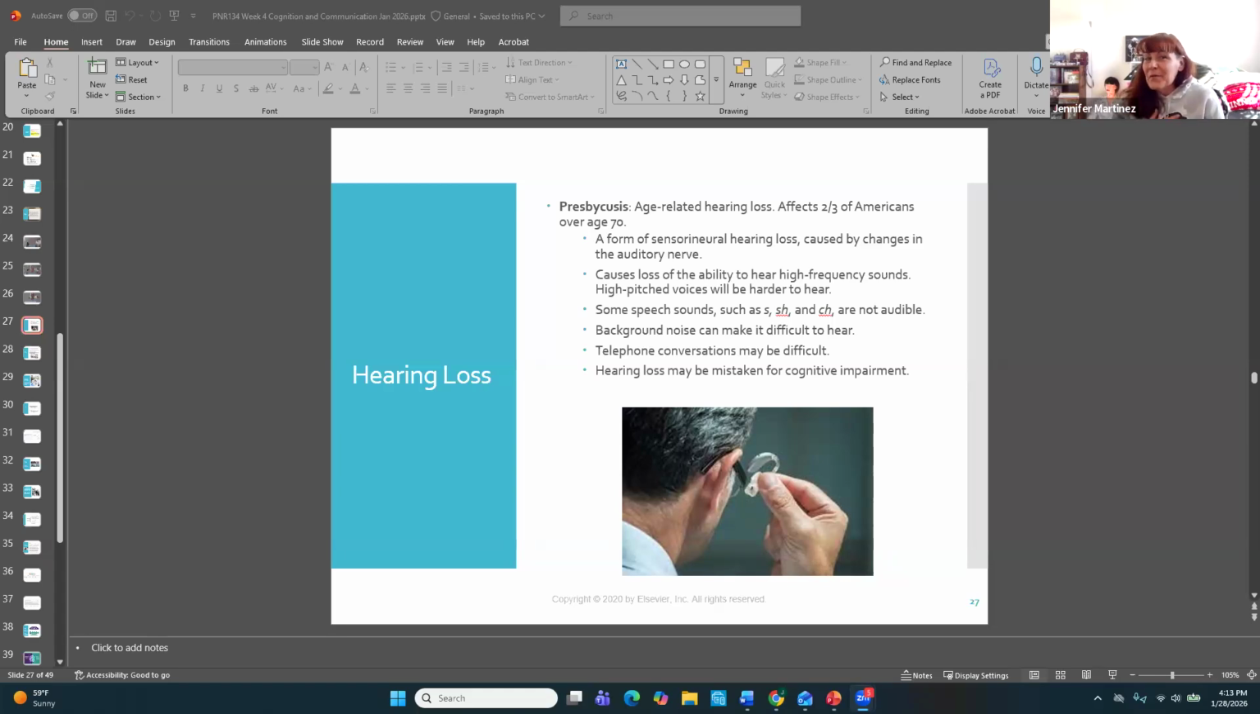Well, not mumbling, I promise. So yeah, or, like I said, repeatedly asking somebody to repeat what they're saying. And so again, like I said, it can often be mistaken for cognitive impairment.